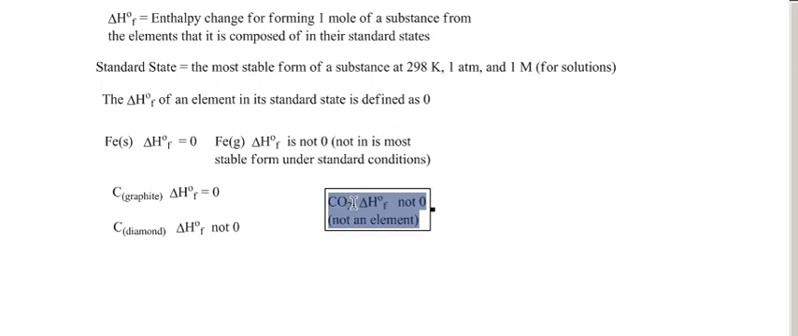Just one other example: for CO2, the enthalpy of formation is not 0, and I should have listed here the state, which is a gas. So the enthalpy of formation of CO2 gas is not 0. Now, it's true the most stable form of CO2 under standard conditions is the gas, but this is not an element, so it's not 0.